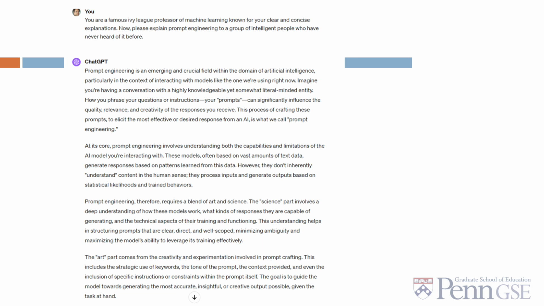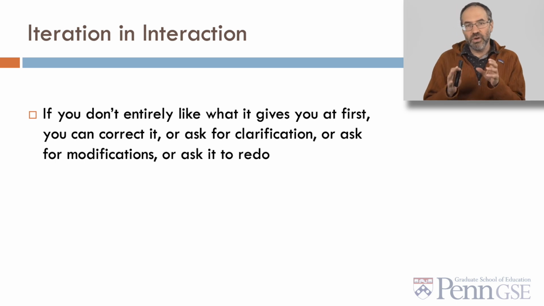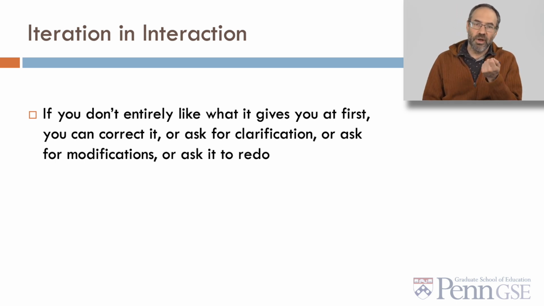For example, in this example, I tell it, you are a famous Ivy League professor of machine learning known for your clear and concise explanations. And just including that phrase makes clear and concise explanations more likely. Now, please explain prompt engineering to a group of intelligent people who have never heard of it before. And it's worth noting that if you don't entirely like what the large language model gives you at first, you can correct it, or ask for clarification, or ask for modifications, or ask it to redo. In other words, you can do iteration in interaction.